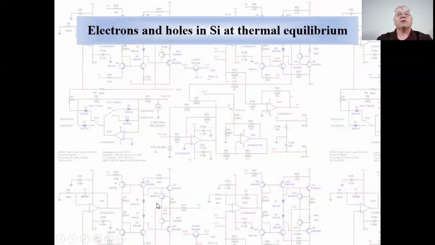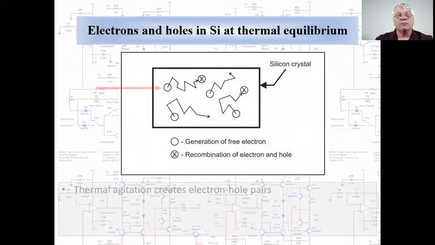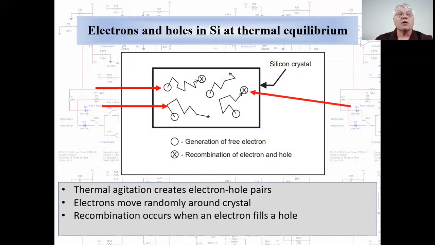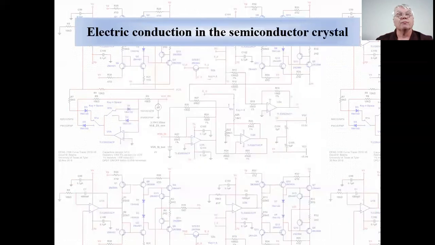Well, let's look at what's happening in a semiconductor material at thermal equilibrium. Thermal agitation is producing electron-hole pairs. The electrons move randomly around the crystal. An electron in its random motion may encounter and recombine with a hole. The processes of generation and recombination are continuous, and they will balance at equilibrium.